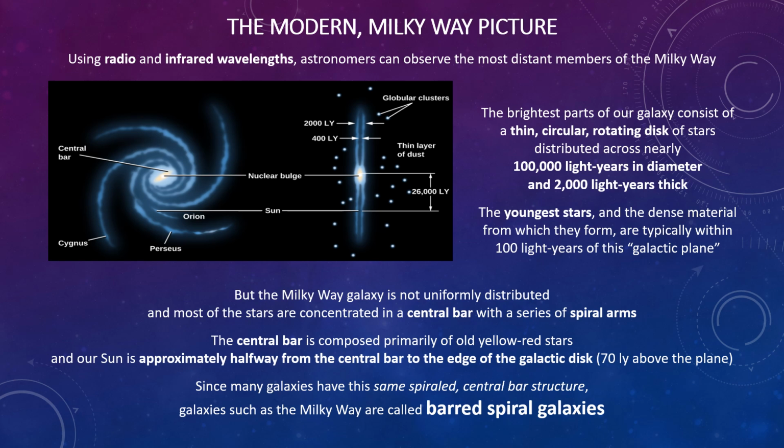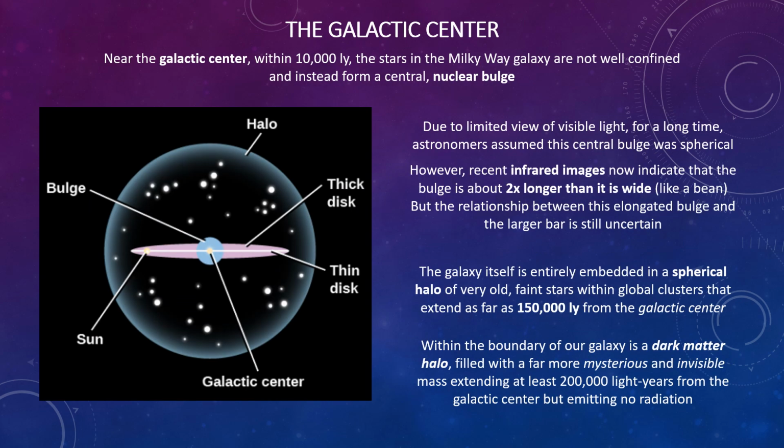Since many galaxies that we see when we look out in space have the same spiral arms and central bar structure as the Milky Way, we call these galaxies barred spiral galaxies. Near the galactic center, within 10,000 light years of the center, the stars in the Milky Way aren't very well confined to that flat plane and instead form a central nuclear bulge.